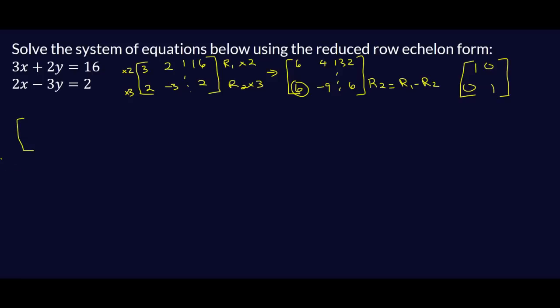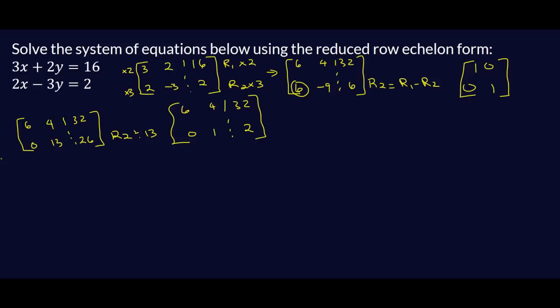So let's go ahead and simplify that. So we have row 1 doesn't change. We have 6, 4, and then we have 32. And then let's go ahead and do a subtraction. 6 minus 6, we have 0. 4 minus negative 9, we have 4 plus 9, which is 13. 32 minus 6, we have 26. So now we go row 2 divided by 13. So we're going to leave row 1 the way it is, which is 6, 4, and then we have 32, 0, 1, and then we have 2.